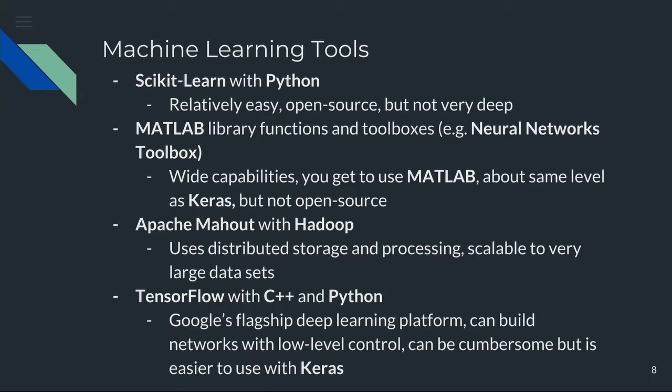So the first one is Scikit-Learn. That is implemented in Python. It's a Python module. I've used this one. It's pretty easy to use. It's open source, which is nice. And it does a lot of different machine learning methods like clustering and generates trees for you and some neural network stuff. But it's not particularly deep. You can't do, for example, convolutional neural nets or any kind of deep learning. So if you want to really get into that kind of stuff, then it's probably not your best bet.